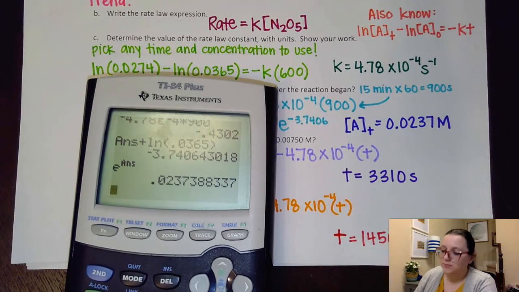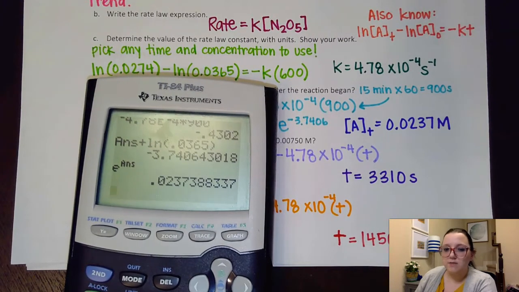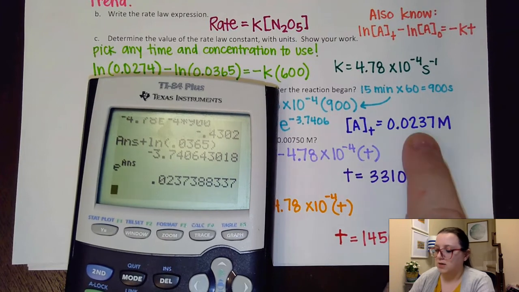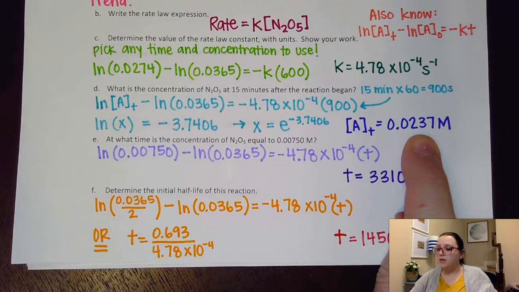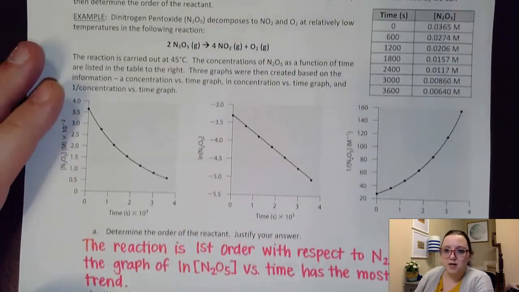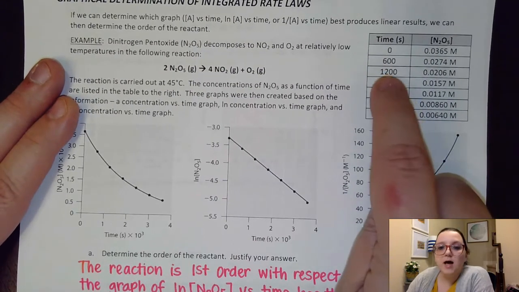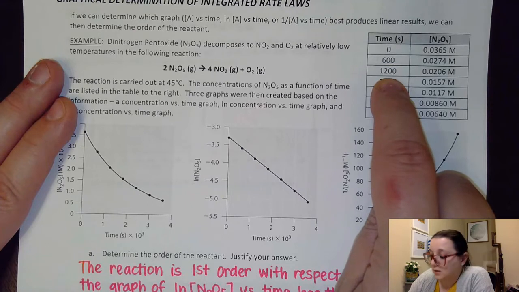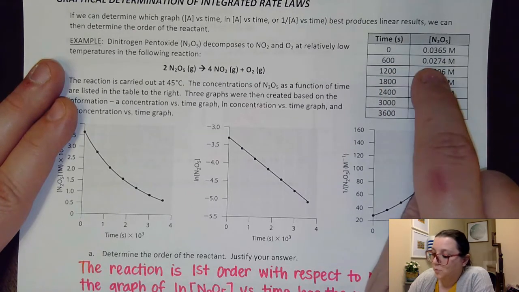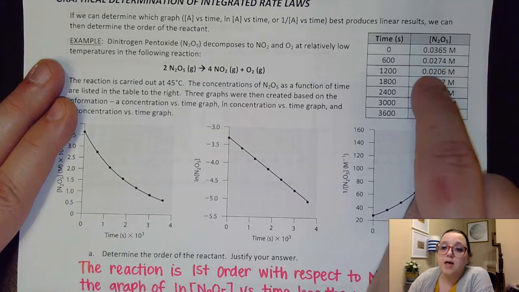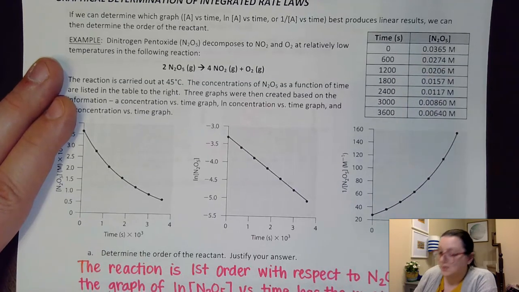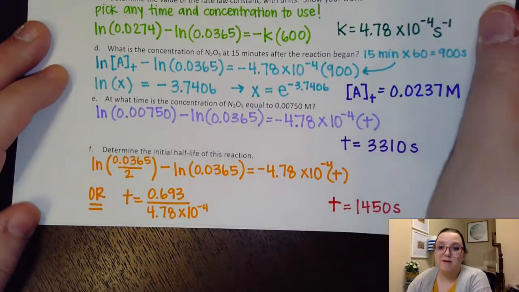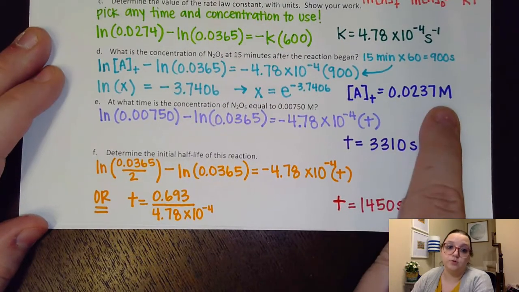Now on these, you should be able to ask yourself whether or not your answer makes sense. And here's why I say that. You've got some data up here. Think about it, 900 seconds would fall between 600 and 1200 seconds. So my concentration value should be somewhere between 0.0274 and 0.0206. And in fact, my concentration is between those two values.